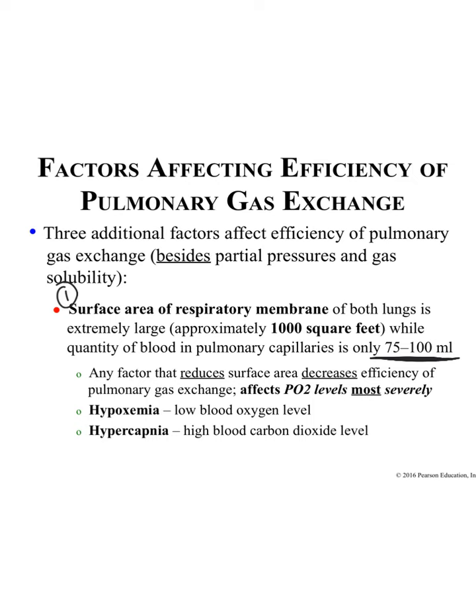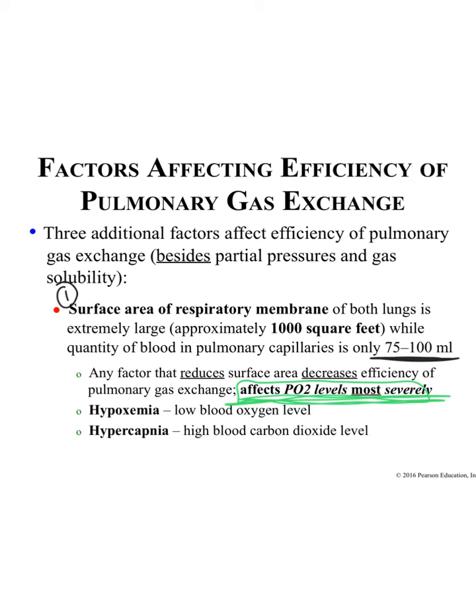And what this affects most is oxygen. And of course, the primary reason why we breathe is to get oxygen to our cells. Of course, it's to remove CO2 as well. Hypoxemia is when you have low amounts of oxygen in the blood, and a lot of times this is caused by a drop in the surface area. Hypercapnia is when you have a high blood carbon dioxide level. So when you decrease surface area, you decrease the ability for oxygen to get into the blood, and you also decrease the ability for carbon dioxide to be removed from the blood.